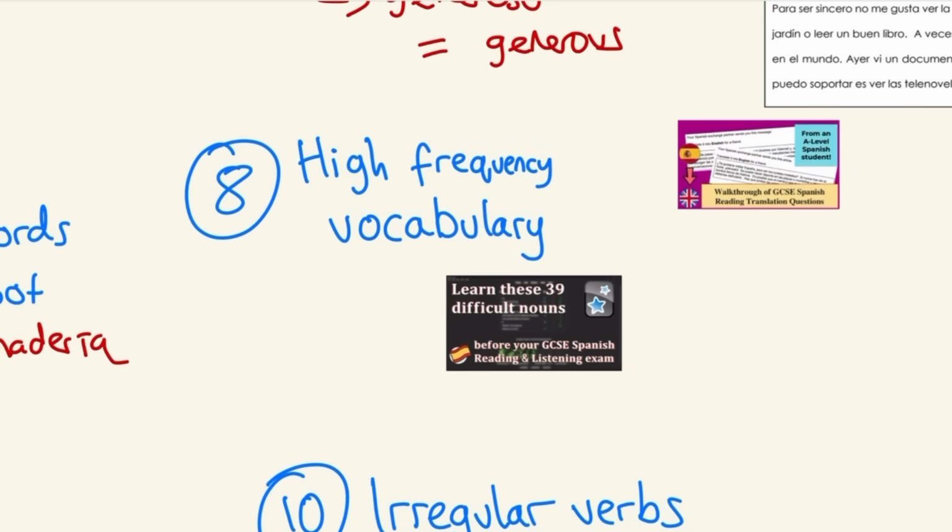If you're not on top of your vocabulary, there's not much time left to learn the entire vocab list, so focus on the high frequency words. And on top of this, do as many past papers as possible in the time that you have left.